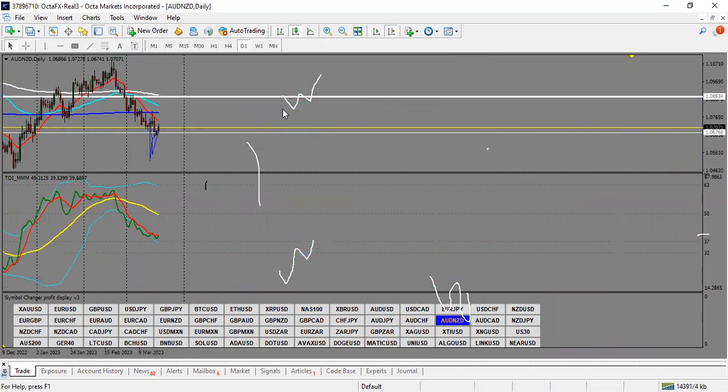Because AUD CAD as well. I think AUD CAD is selling at the moment. Maybe I should be sending them to you myself instead of just waiting for AUD CAD beside AUD NZD.